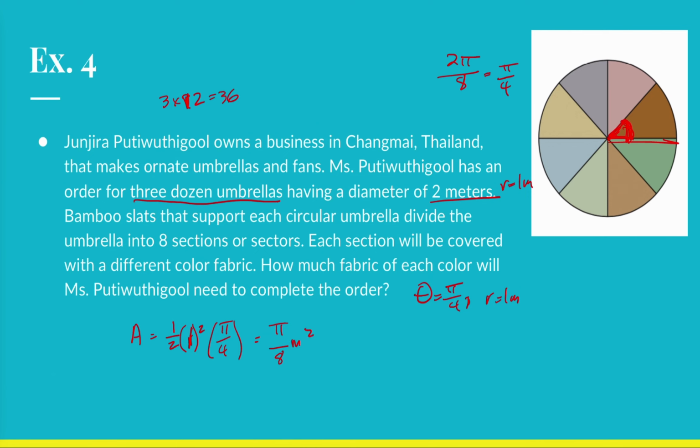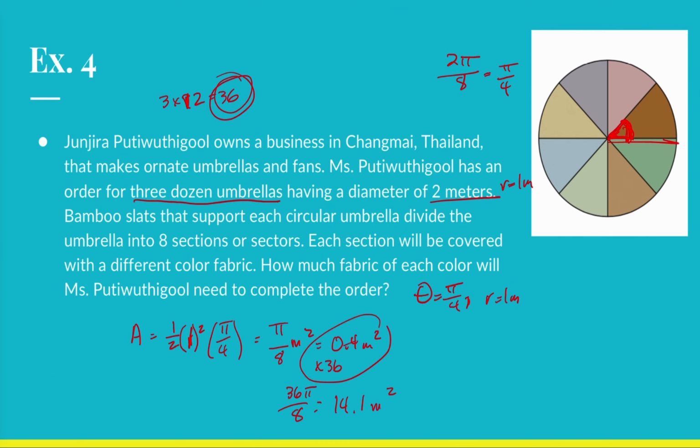And pi over 8 is about 0.4 square meters. But that is only for one umbrella, and she has to make 36 of them. So multiply that by 36. And so 36 pi over 8 is equal to 14.1 square meters.